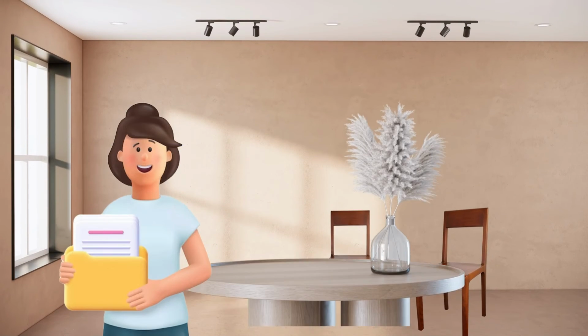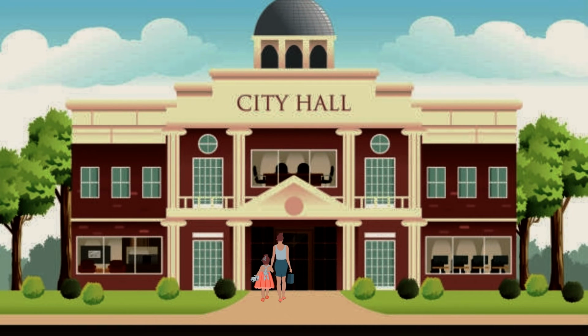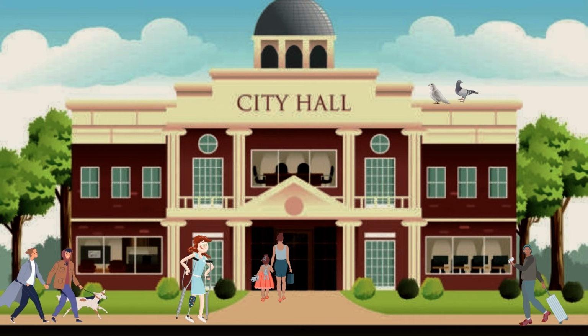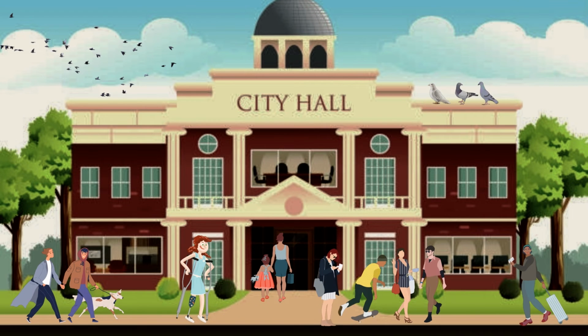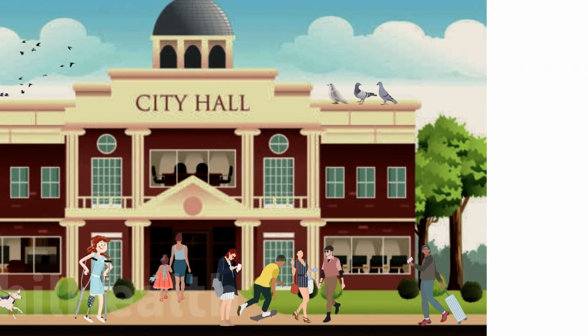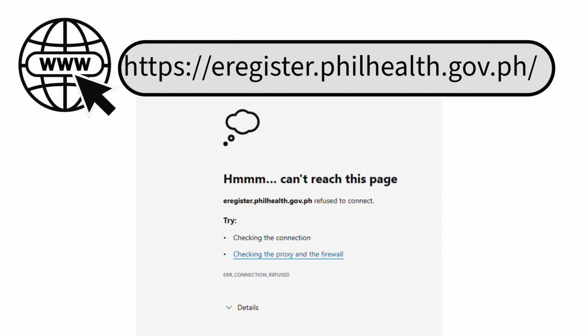Photocopy the following: your filled out PMRF, your barangay certificate of indigency, your medical certificate or your clinical abstract, your PWD ID. Visit the local government unit responsible for PhilHealth sponsorship in your area and then tell them about your purpose. They need to ask a few questions about you, but once done, they will give you their sponsorship certification document.